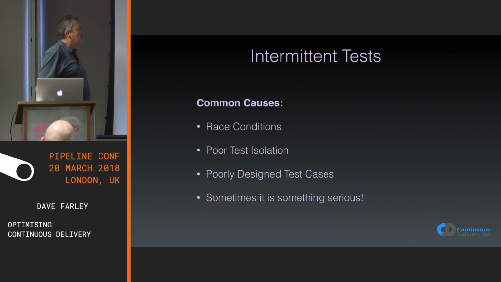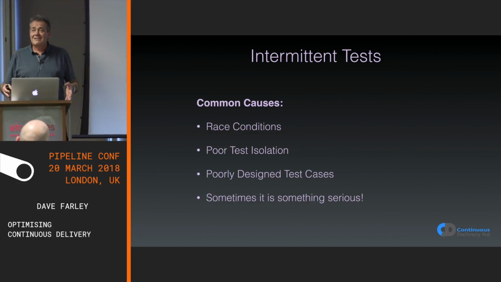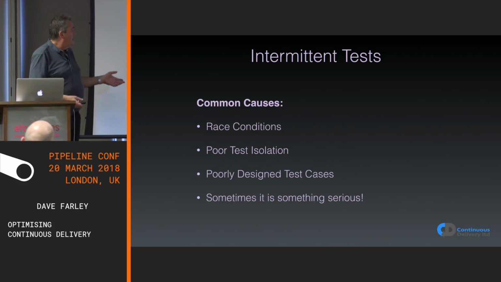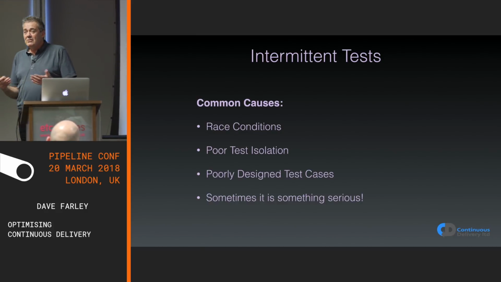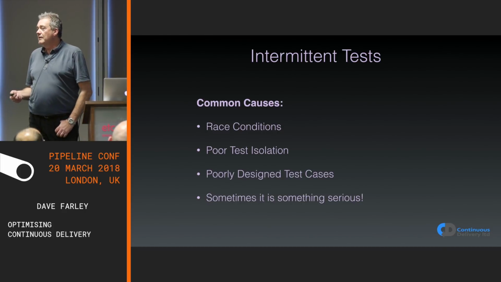Common causes of intermittency in tests are race conditions, particularly in asynchronous systems, poor test isolation, so think about those, poorly designed test cases, and sometimes it's something real, something serious. And so it's always worth digging in and trying to find out what's going on.